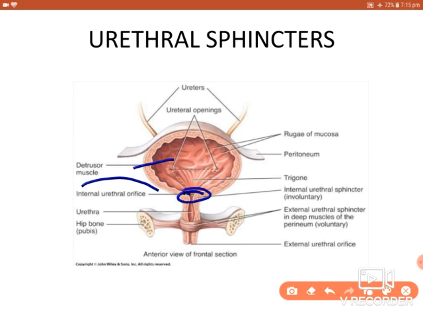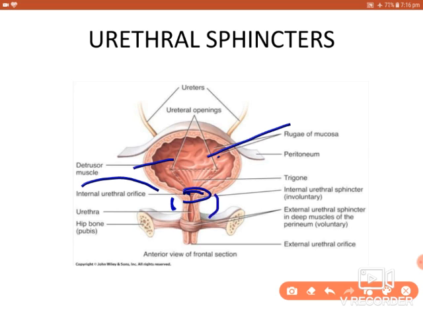It's under autonomic control. So when the detrusor muscle contracts, the internal urethral sphincter relaxes and the orifice opens. Okay, there is the opening of that orifice. By means of that, urine exits through the internal urethral orifice, then to the urethra. Here we get to this, which relates to the prostate.